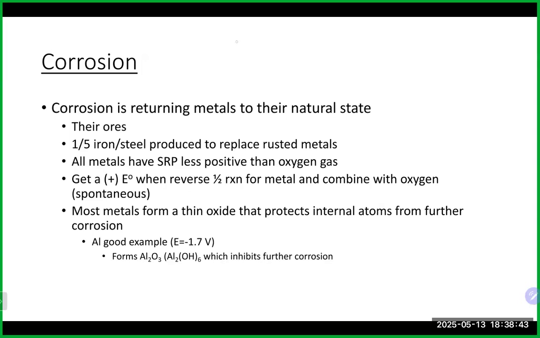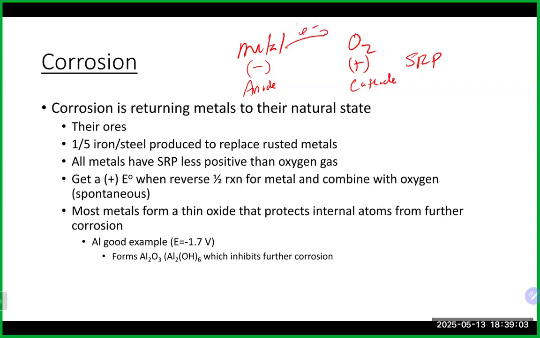And that is because if you have a metal and you have oxygen, and the SRP value for oxygen is more positive than our metal, that means when they make their own little galvanic cell with each other, this metal is going to be your anode, right? And the oxygen is going to be your cathode, and off go the electrons, and corrosion begins. So any metal that has a less positive SRP value than oxygen is susceptible to corrosion.